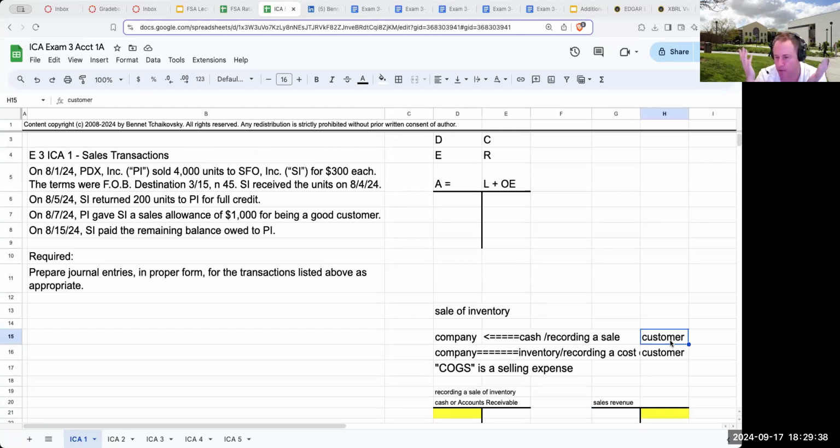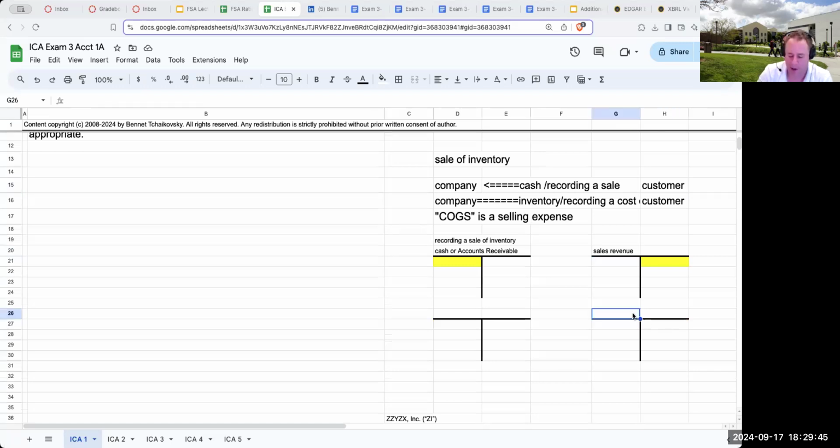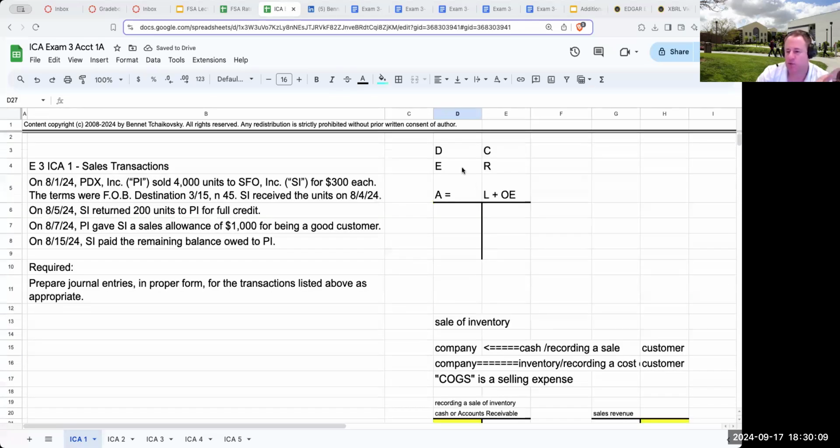That's the sale part. But when I have inventory, remember it's unique. Inventory is going off of my books, right? So my inventory is leaving my books. What I'm going to do here is credit inventory, and then debit cost of goods sold. Cost of goods sold is an expense. So how do I record my expenses? Well, I record expenses with a debit.